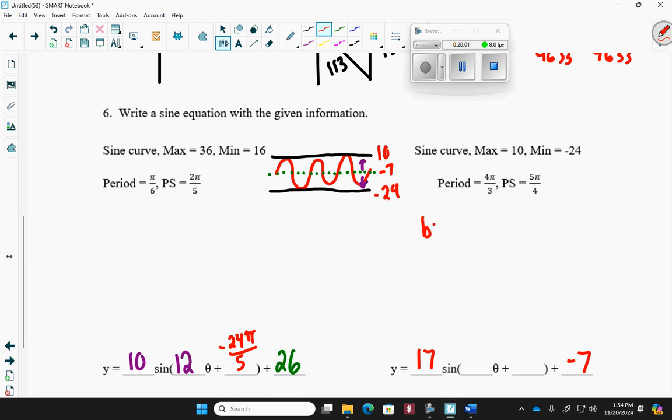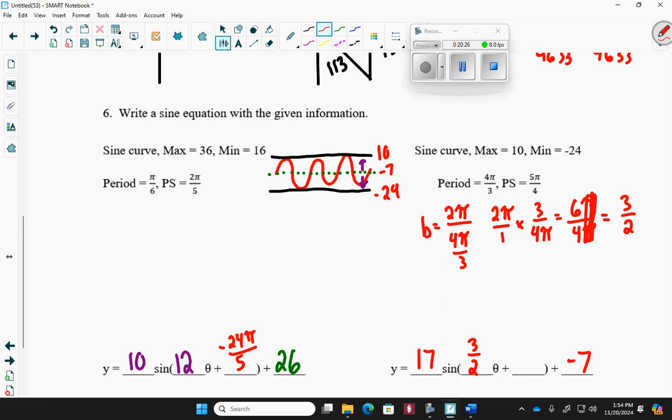Finding our b value is going to be 2 pi over our period, which is 4 pi over 3. So 2 pi over 1, keep change flip, 3 over 4 pi. You do the math, you get 6 pi over 4 pi. Pi's go away, and then I'm left with 3 over 2. That's my b value, 3 over 2.